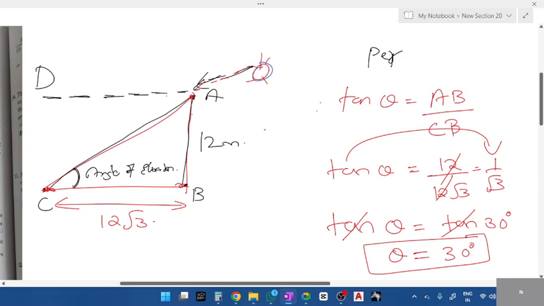So in place of 1 by root 3, because we have tan on the left hand side, write tan and check what is 1 by root 3. Tan 30 degrees. Theta is equal to 30 degrees.